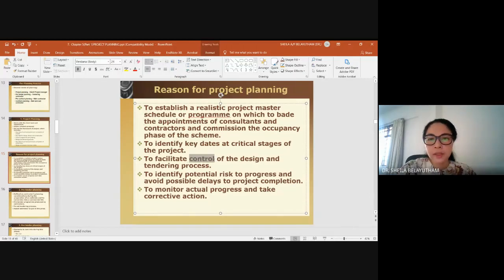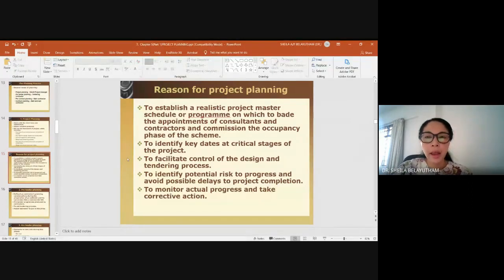So control always comes with the word monitoring. Basically, when you have a master schedule as such, you can monitor and you can control the milestones of each of the phases too. Okay, and to identify potential risks to progress and avoid possible delays to project completion, and to monitor the actual progress and take corrective action. Well, in general, any planning is done so that when you lay it out, it is achievable. And why do we have that?